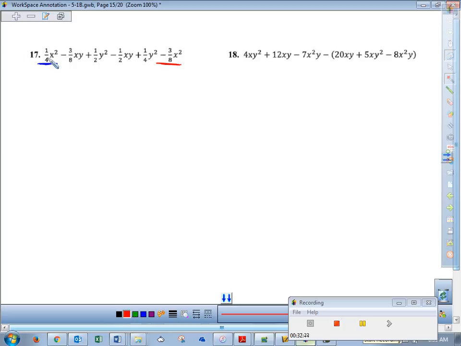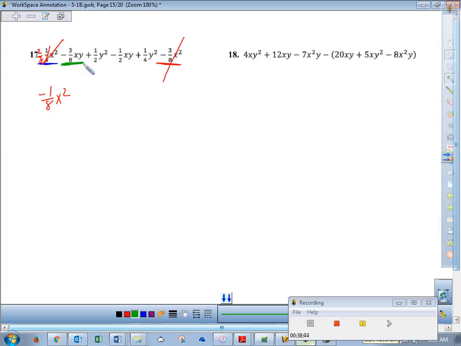8. So change this guy into eighths. This would need to be multiplied by 2, right? So isn't that really 2 eighths x squared? And if you had 2 eighths x squared minus 3 eighths x squared, how many total eighths is that? 2 eighths minus 3 eighths. Negative 1/8 x squared. Done with them. All I did was add my x squareds together.